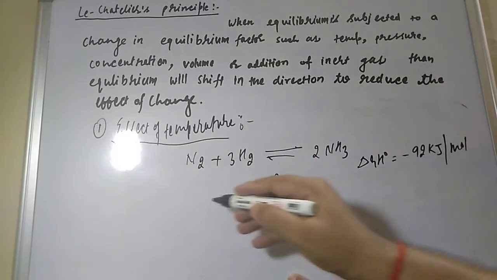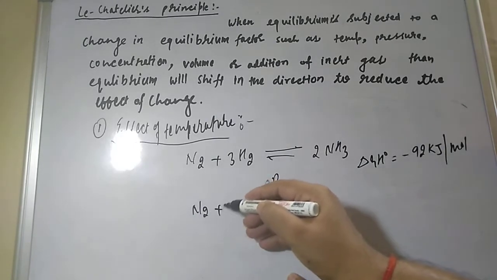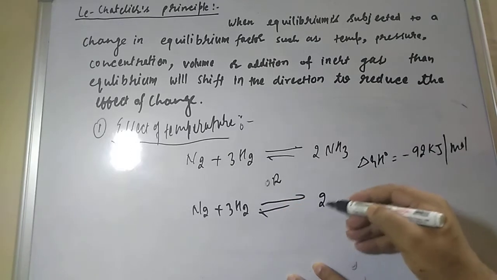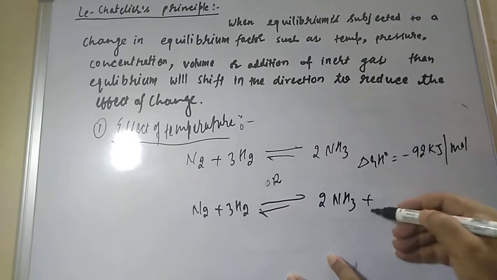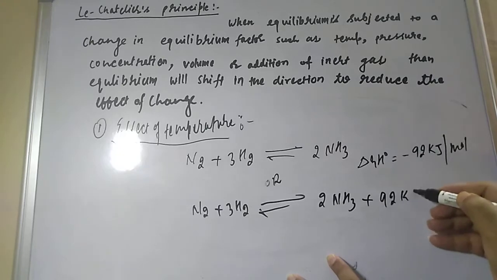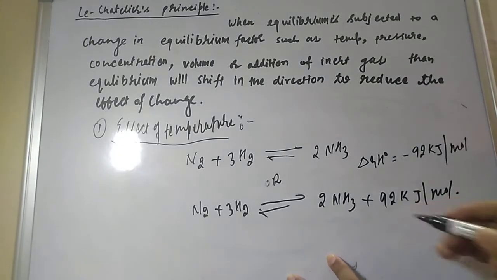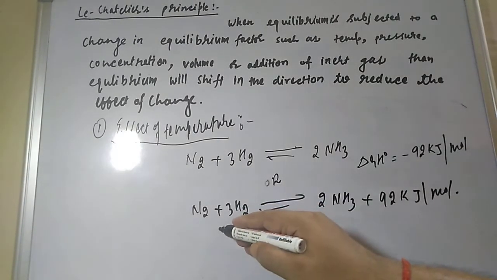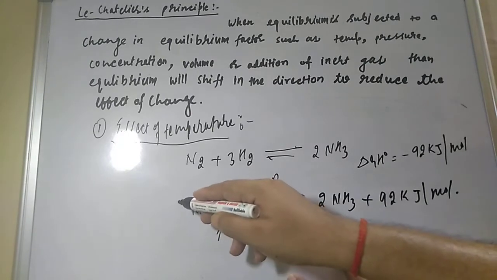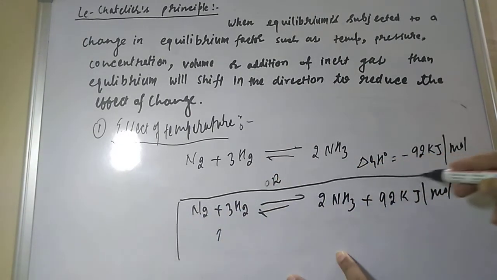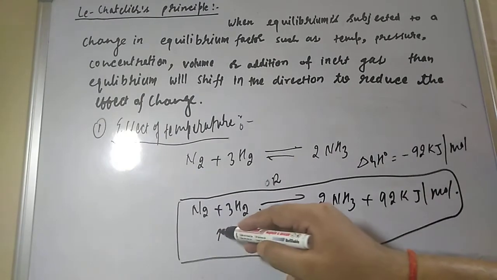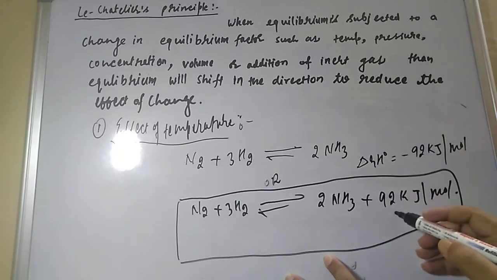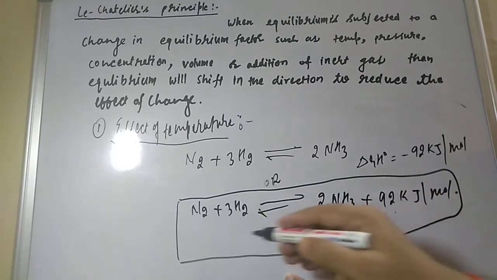This reaction can also be written as N2 plus 3H2 reversibly going to 2NH3, along with 92 kilojoule per mole. Here energy is already there on the product side. So suppose you are increasing the temperature of the system. On the product side, already 92 kilojoule per mole is there. This is high heat.